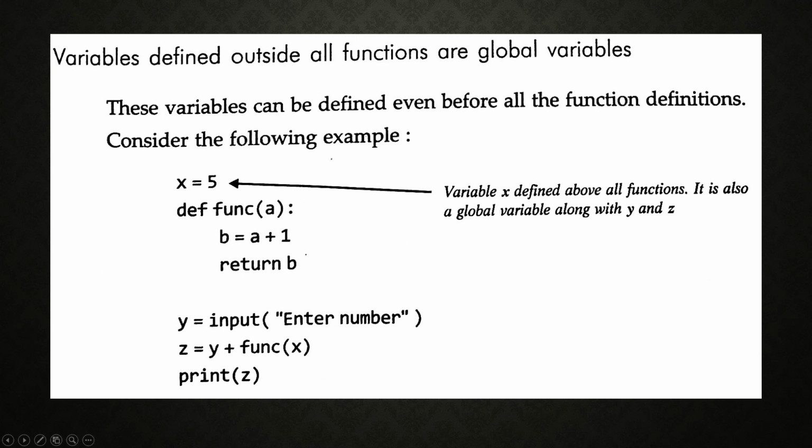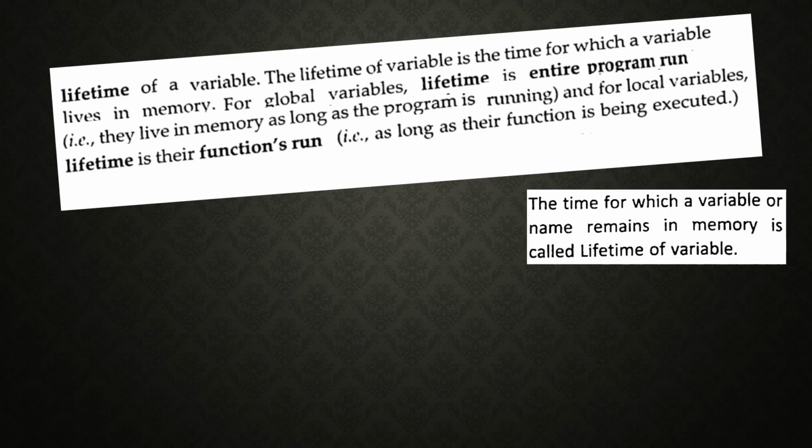Here variable x is defined before or outside the function definition, without indentation, so it is considered a global variable, or x has global scope. y is also global, and z is also global. So the global variables are three: x, y and z. Local variables are a and b. Okay, these are about global variables.